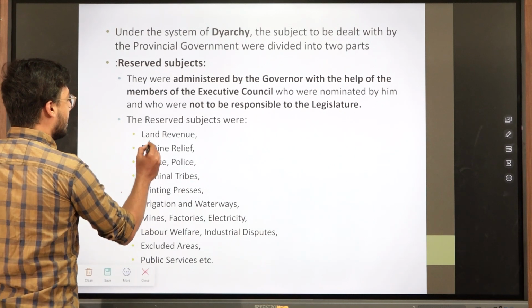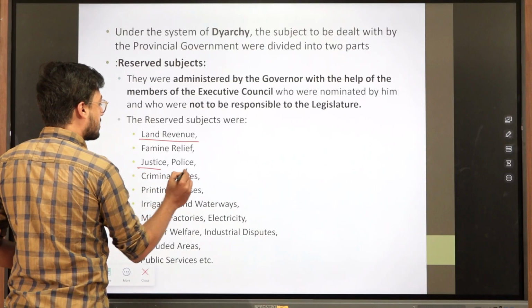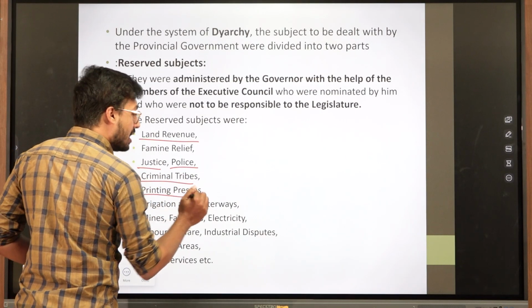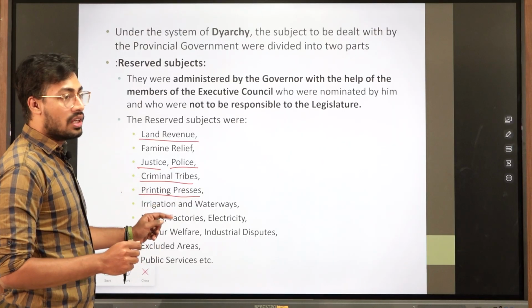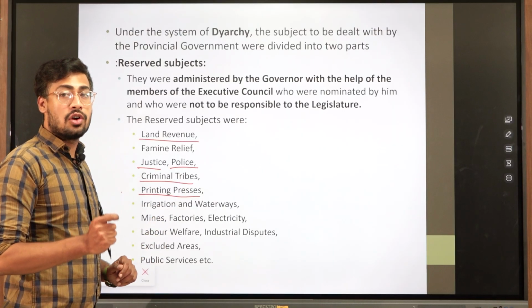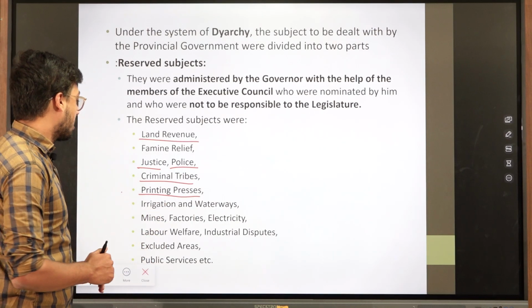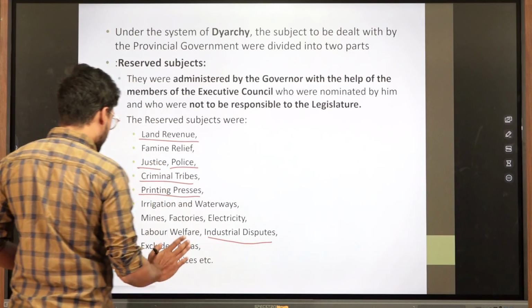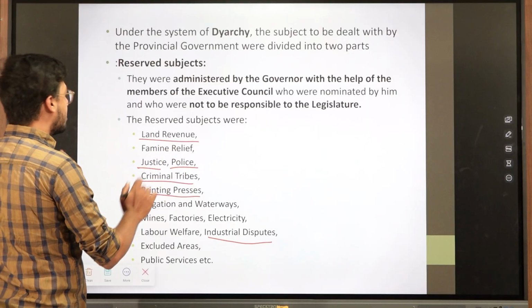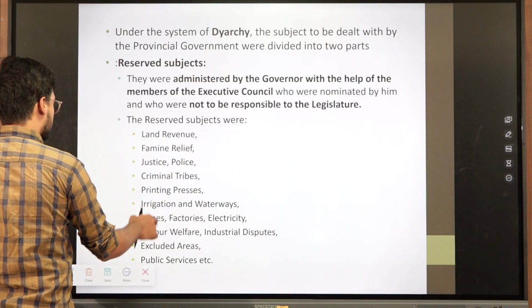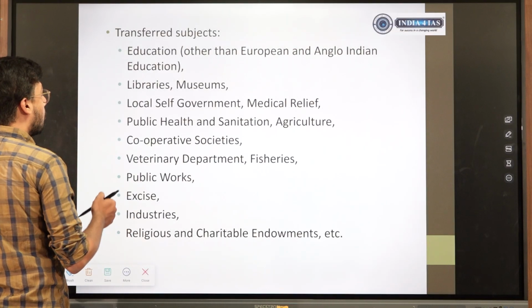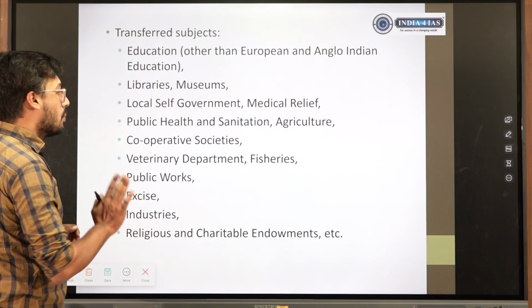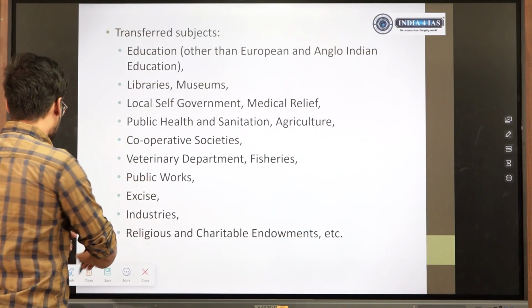See, reserved subjects: land revenue, justice, police, criminal tribes. Printing press was very important because it was through the press that national consciousness arose. So this would be important. Likewise industrial disputes and so on. Important functions were kept under reserved subjects. A few of the subjects under reserved you might feel are less important, but that's fine. Most of them are important, and that much knowledge is enough.